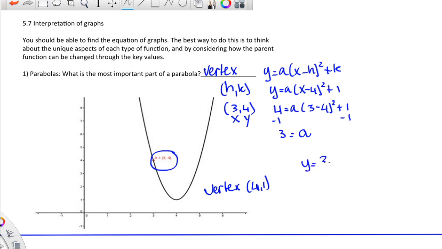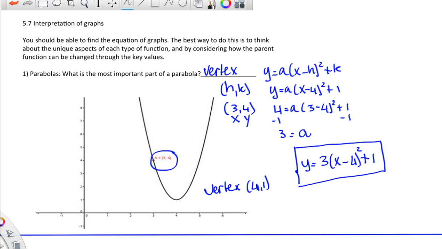And then make sure that you finalize or write your final answer by plugging in a where it belongs. So y equals 3, that's what a is worth, and then x minus h, and h is 4, plus 1, and it is a quadratic. So then that's your final answer.